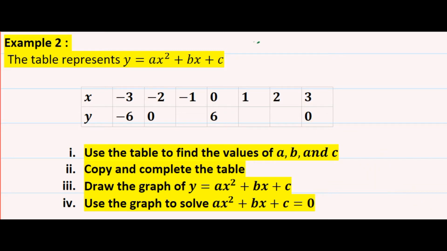The first point that makes our solution easy is to choose this 0 comma 6, because remember, the y-intercept is where x is 0. So once x is 0, we can find the value of c. Do you get? So we choose the first point, which is 0 comma 6.